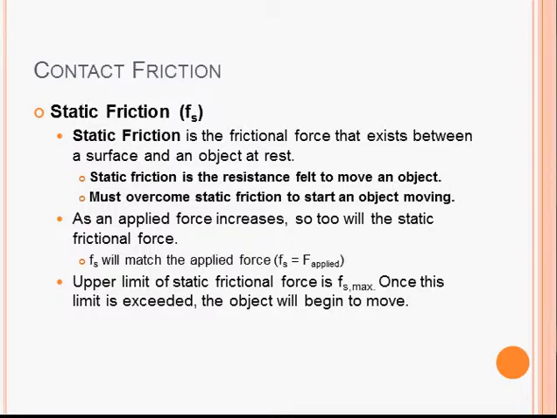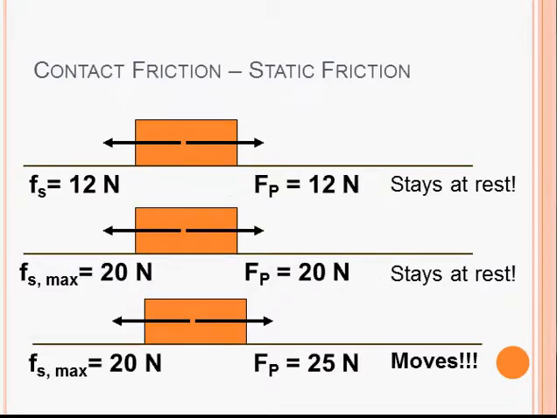So if you take a look here, we have three diagrams. Notice in the first one we have a push force to the right, and we have a frictional force to the left. Notice it is our Fs. Let's say, for instance, we push with 12 newtons of force. Well, in this case, that's no problem for the static friction. Static friction is going to push back with 12 newtons as well, and it stays at rest. There's no net force. 12 minus 12 is 0.